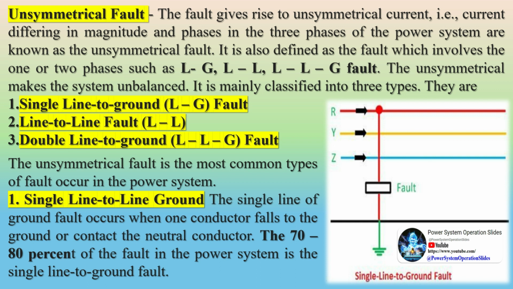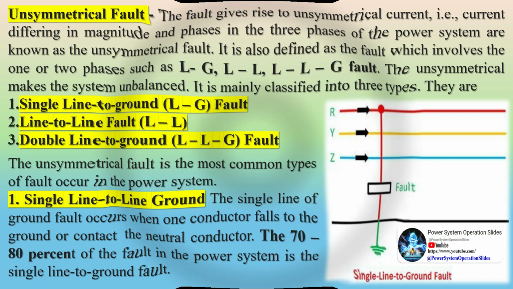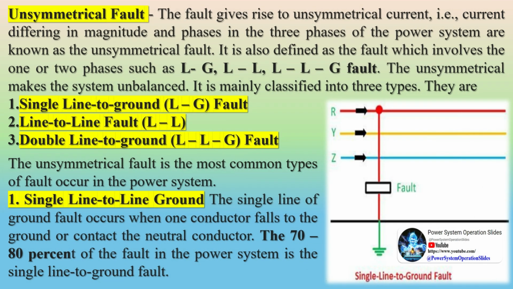It is mainly classified into three types. They are: 1. Single line to ground LG fault. 2. Line to line fault LL. 3. Double line to ground LLG fault. The unsymmetrical fault is the most common type of fault that occurs in the power system.